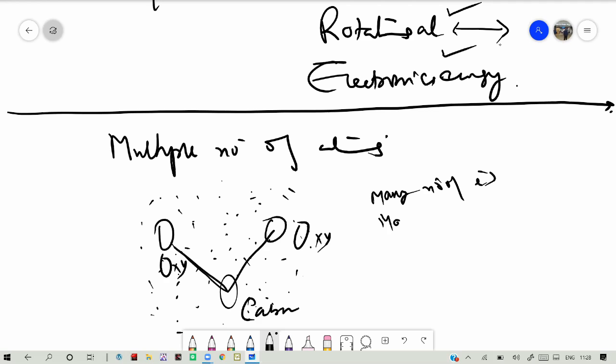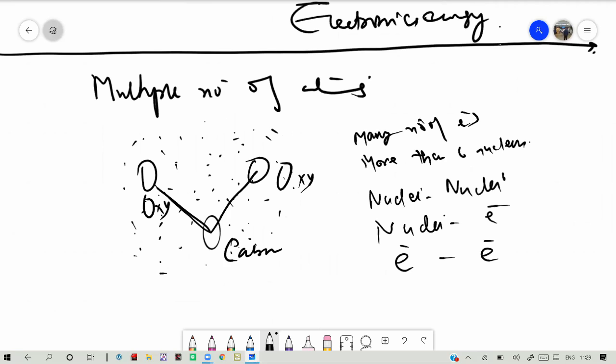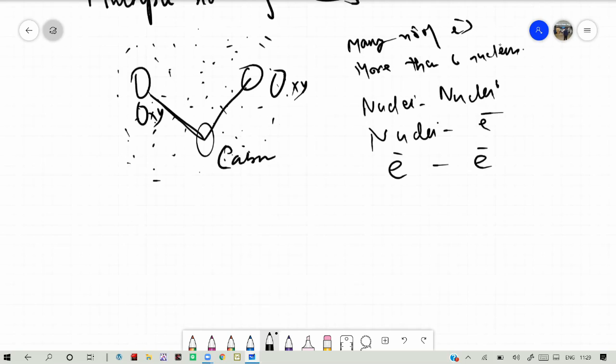You have more than one nucleus, and to study this system, you need to study the interactions between nuclei. You have to study the interaction between nuclei and electrons. You have to study the interaction between electrons. So all these interactions make it a little bit difficult to completely study this system. Or in other words, it is not easy to solve the Schrodinger equation for the whole system, which you all know, and we have already discussed it in previous classes.